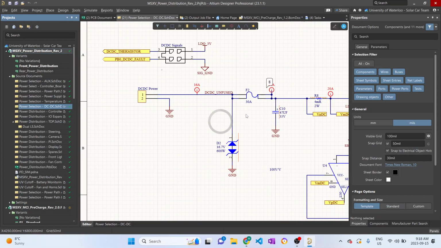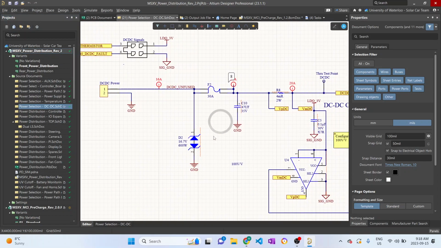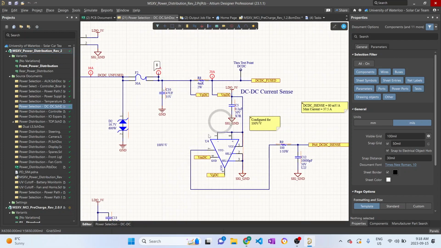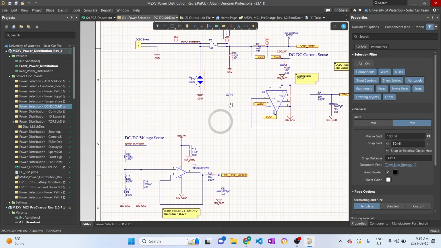So we have a TVS diode for electrostatic discharge protection, and the filtering capacitor, which is pretty large. Also, please mind that this DC current sense is wrong. This should have been connected to this resistor, and it just amplifies the voltage difference to tell us what the current is at the output, and then firmware can read it. It was done wrong on the schematic.